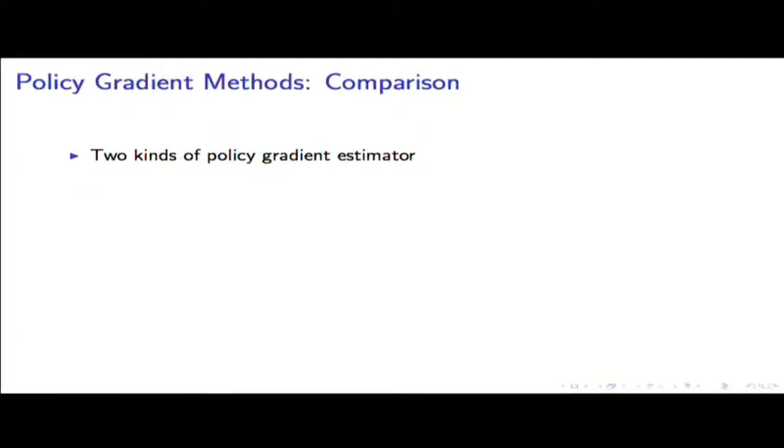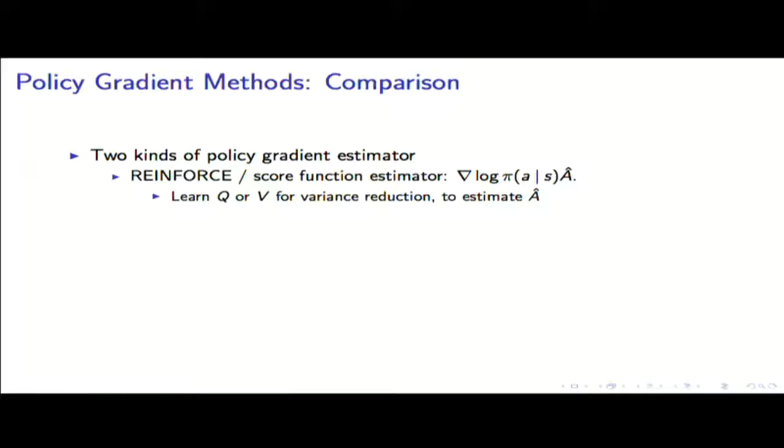So now just to review what we have so far, we have two different kinds of policy gradient estimator. We have the REINFORCE or score function estimator, where we have grad log probability times the advantage function. And what you can do is learn the Q function or the value function to do variance reduction and estimate the advantage function.